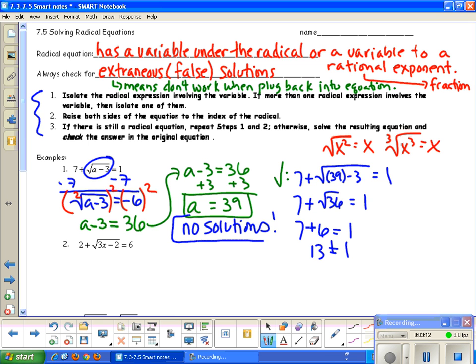So this right here would be the correct answer. That's why it's important when you're doing these problems to make sure to check your answer. The reason this happens is if you look back at this part of your equation right here, you have the square root of something equals a negative number. Can you ever get a negative answer when you take the square root of something? No, so that's why there are no solutions there.